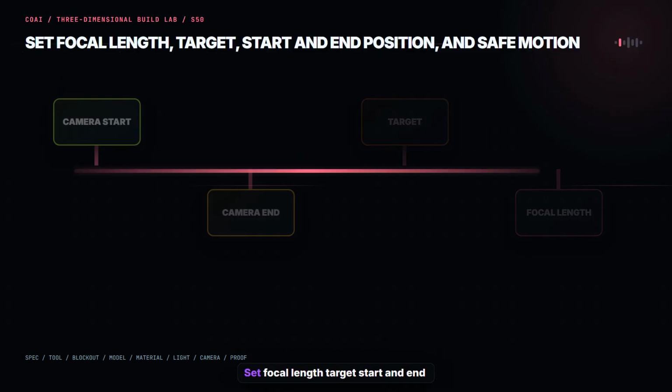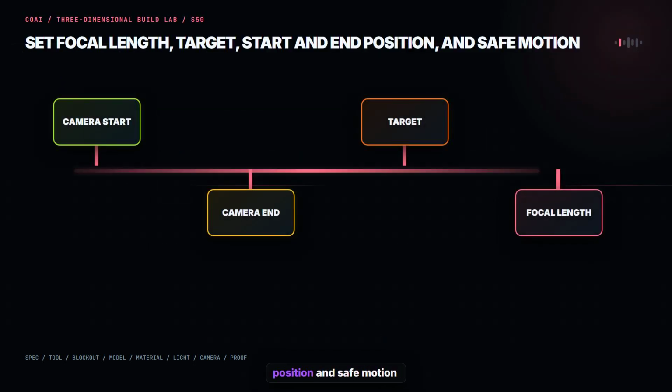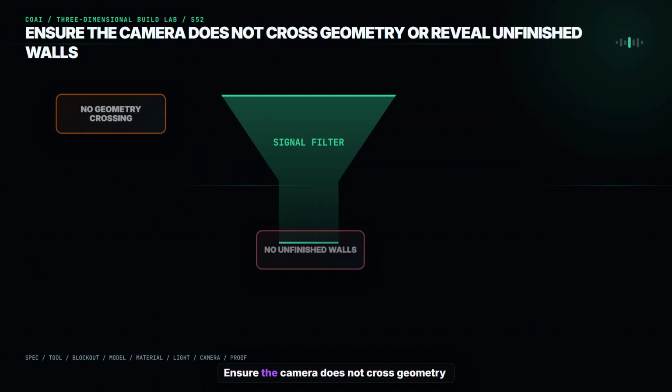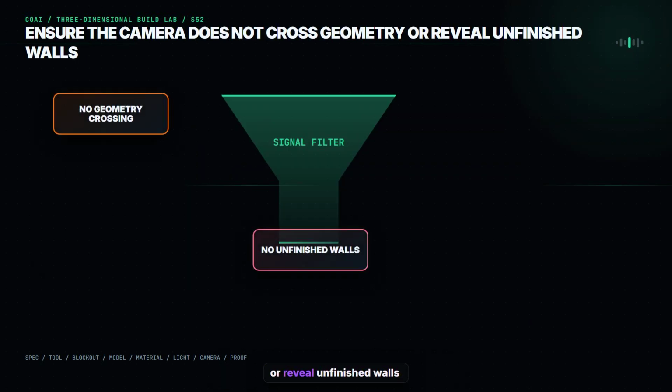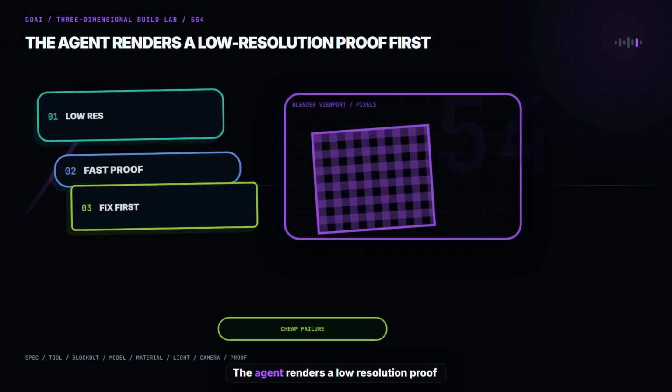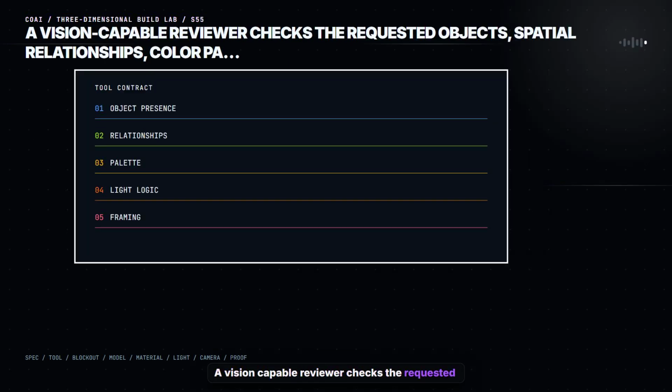Pass 5 is camera. Set focal length, target, start and end position, and safe motion. Preview the first, middle, and last frame. Ensure the camera does not cross geometry or reveal unfinished walls. Pass 6 is final render and inspection. The agent renders a low-resolution proof first. A vision-capable reviewer checks the requested objects, spatial relationships, color palette, light logic, and camera framing.